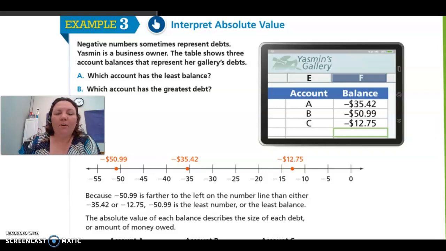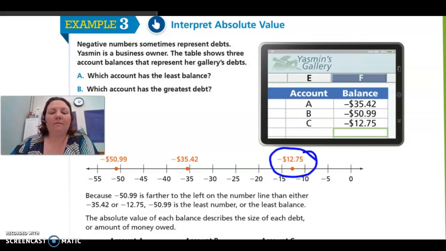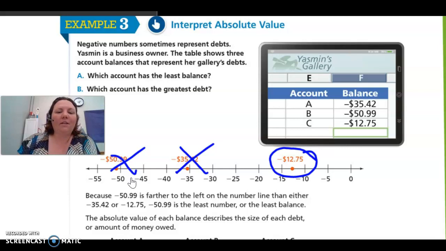Well, I would prefer to owe $12.75, not $50.99. And I certainly would not want to owe $35. If I have to owe anyone money, I want to owe the least amount possible. And so even though it's negative, and even though 12 is smaller than 50, -12 is closer to 0 than -50, which means that -12.75 is the largest of these 3 accounts.